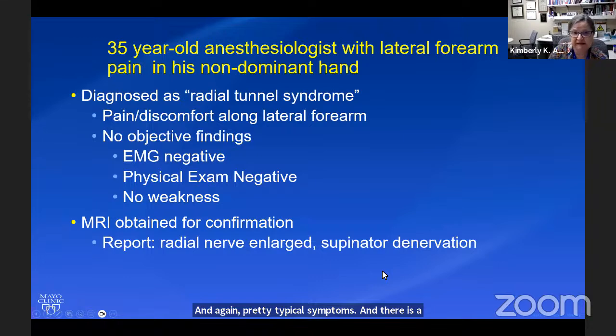I want to show this example of a 35-year-old anesthesiologist with lateral forearm pain, diagnosed as having radial tunnel syndrome. His only symptom is he's got discomfort along his lateral forearm, got absolutely no objective findings to go along with it, no weakness. EMG was negative, and they obtained the MRI for confirmation. And again, the report was that the radial nerve is enlarged and there's supinator denervation. And so let's go in, let's decompress that.